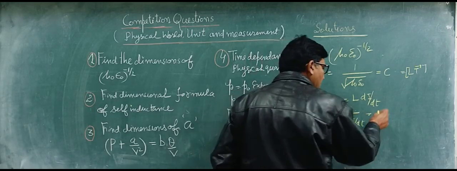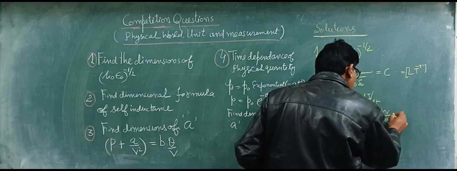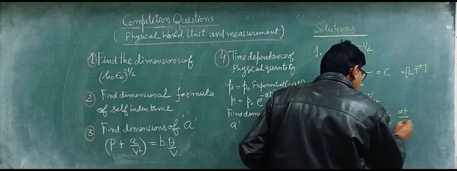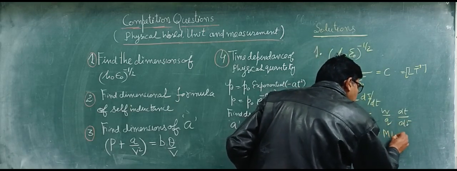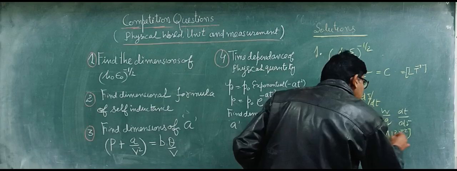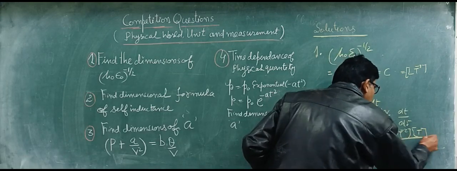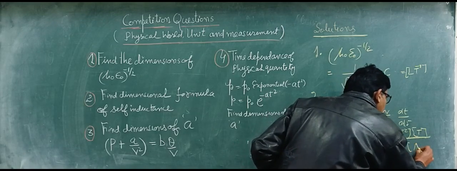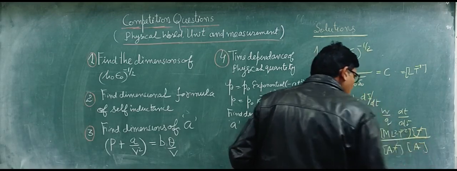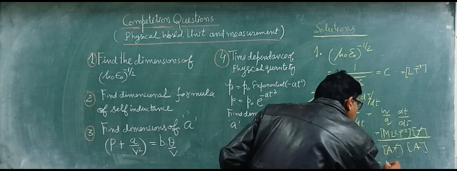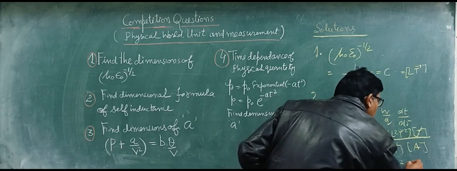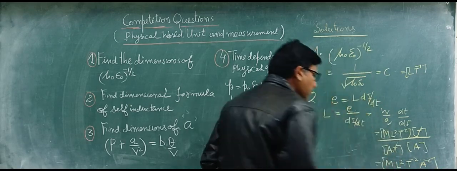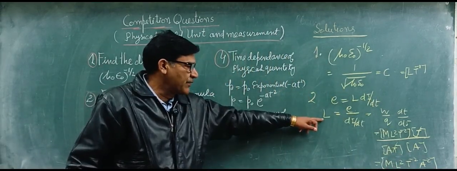Unit of EMF is volt, and volt is equal to W by Q, and this is, you can say, dt upon di. So the dimensional formula is ML^2T^-2, and this is T, and of course you have Q, this is A into T, and this is A. So this T goes off. What we have is ML^2T^-2 A^-2. These are the dimensions of the coefficient of self inductance.